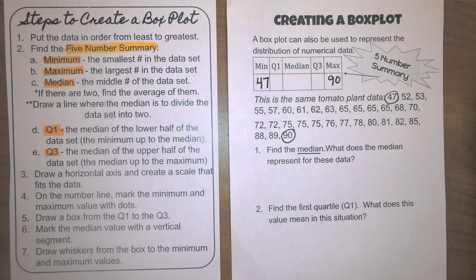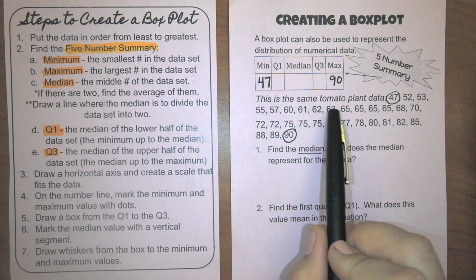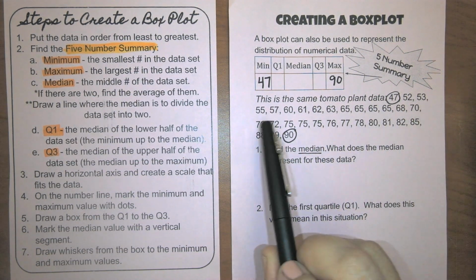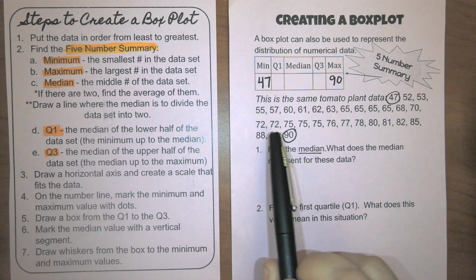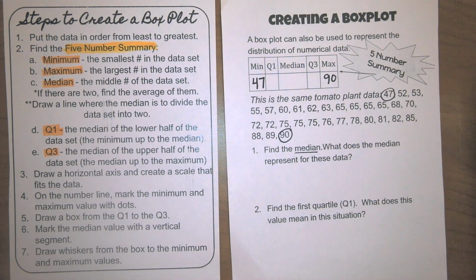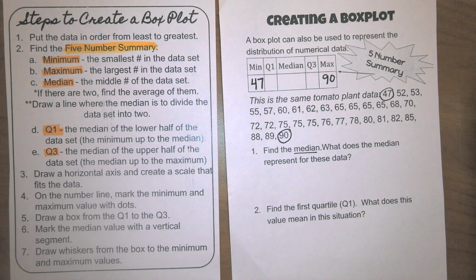Well, if we look at the data set, there are 1, 2, 3, 4, 5, 6, 7, 8, 9, 10, 11, 12, 13, 14, 15, 16, 17, 18, 19, 20, 21, 22, 23, 24, 25, 26, 27, 28, 29, 30 numbers. So our median divides the data set into 2 equal groups. So if we have 30 and we want to divide that into 2 equal groups, we're going to make 2 groups of 15. So what our median is going to do is figure out what is between those 2 groups.